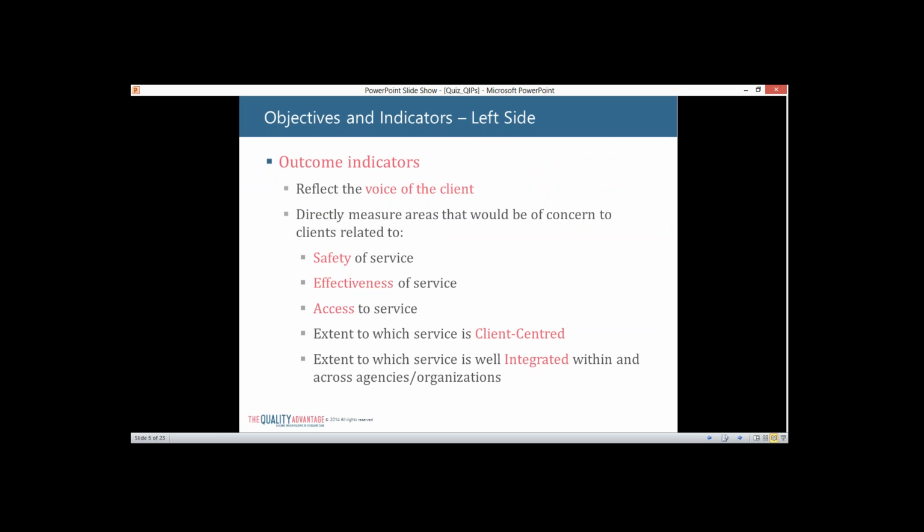So, what is an outcome indicator? It's an indicator that reflects the voice of the client. It's what clients care about, related to either the safety of service, the effectiveness of your service delivery, their ability to access your services, the extent to which your services are client-centered, and the extent to which they're well integrated within and across organizations. So that's the definition of an outcome indicator.